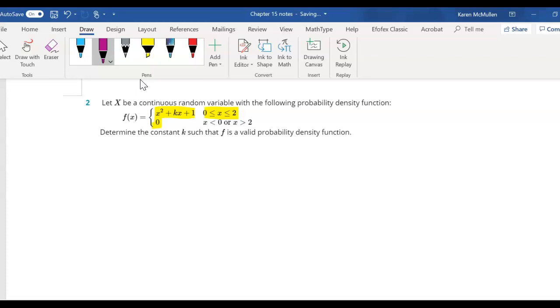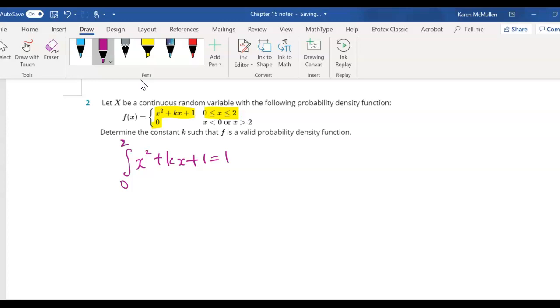So I'm going to set up my definite integral, and we're going from 0 to 2, and your function is x squared plus kx plus 1. And we know that all probability density functions have to add up to 1. So that's equal to 1. The 0 is irrelevant in this case, so x squared plus kx plus 1 is the only function we're going to be looking at.